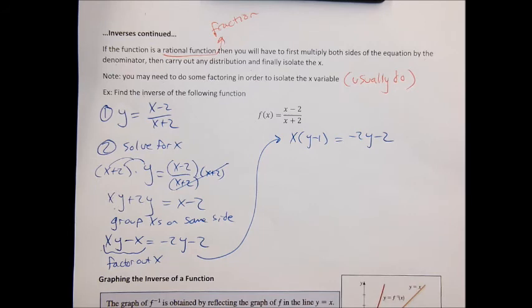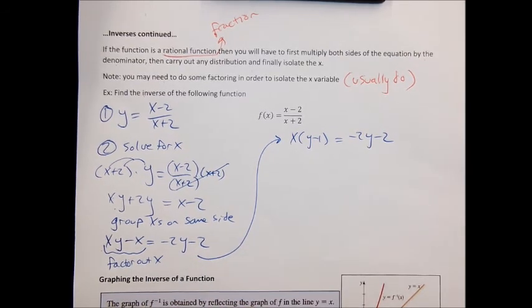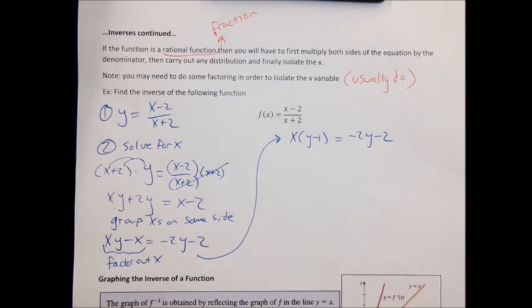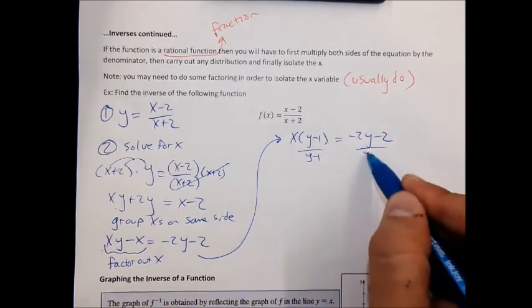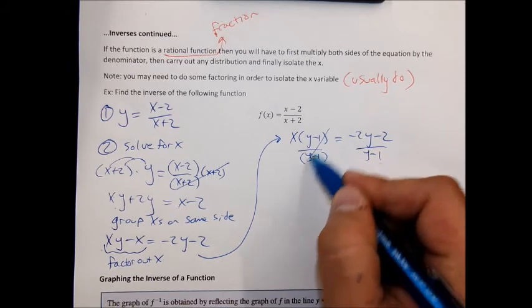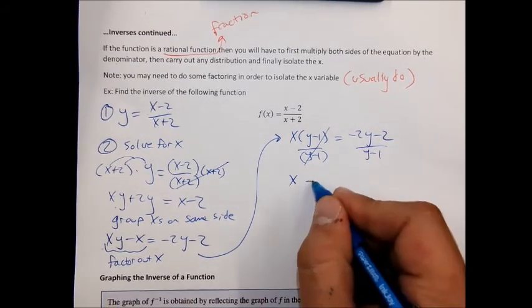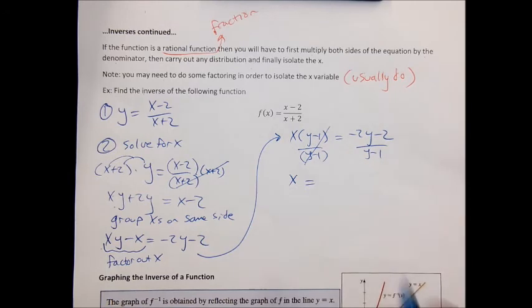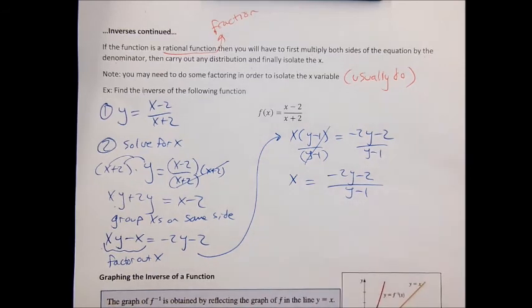Why did we want to do that? How did that help us? What was the point of factoring this x out of that left-hand side? Like, what's the next move here that's going to help us isolate the x? What do you think, Andrew? Divide by y minus 1. Yeah, nice. We can divide by y minus 1 to cancel it off the left side, and then we're just left with x, which is what we wanted, right? And then the other side will be minus 2y minus 2 over y minus 1.